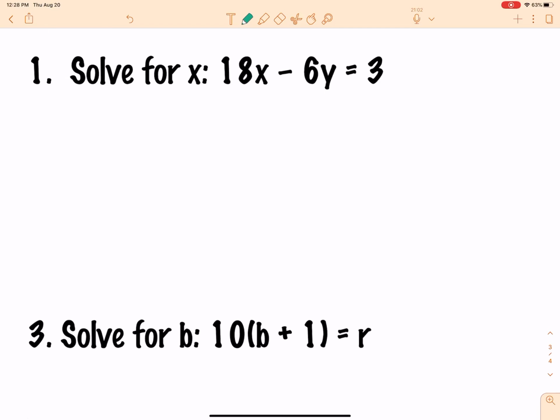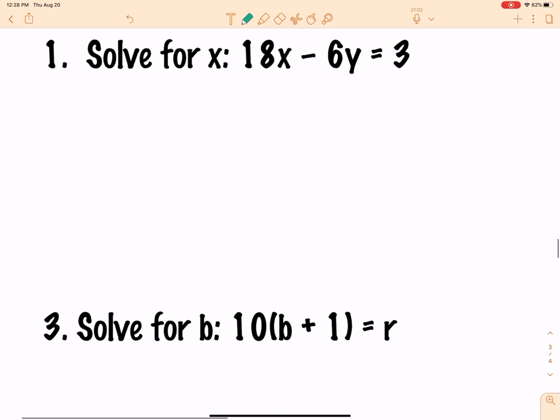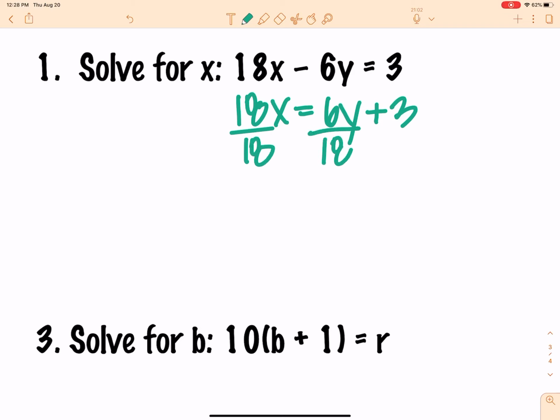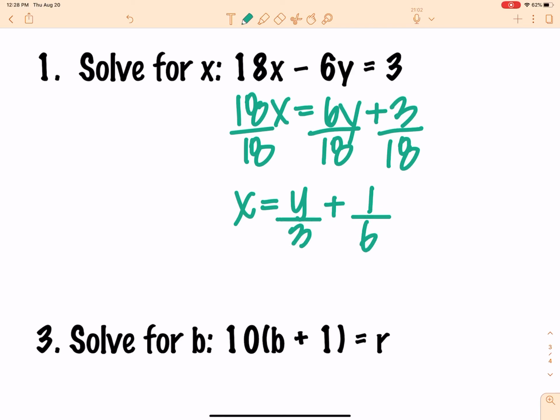All right, so you're going to be given an equation, for example, number 1. You have x and y in the equation, but I particularly say here solve for x. When I say solve for, that means isolate. So we're trying to get x all by itself. So how do I do that? Well, obviously you need to bring 6y over to the other side. So we're going to bring 6y over, and I want to get x isolated, so I divide everything by 18. And then we would simplify, as always, so x equals y over 3, and then this simplifies to 1 over 6.